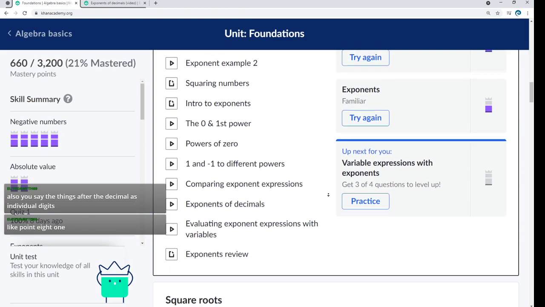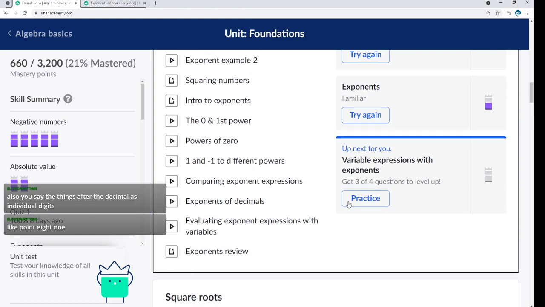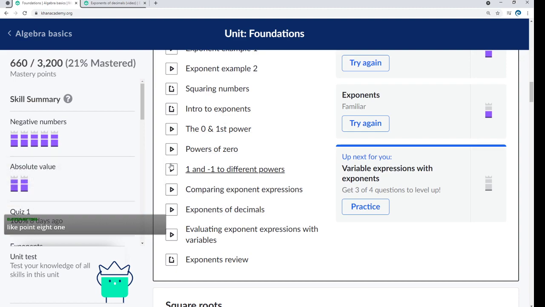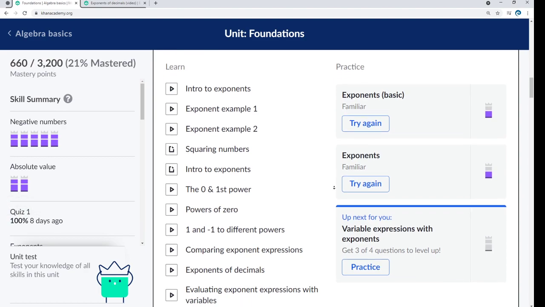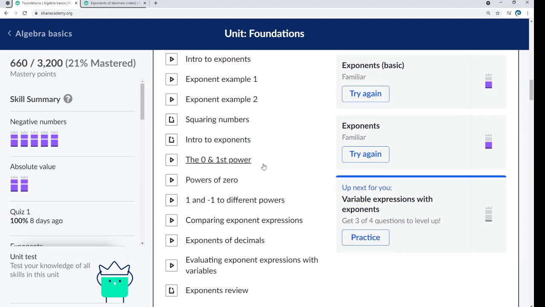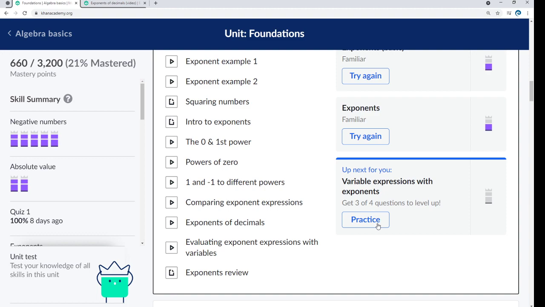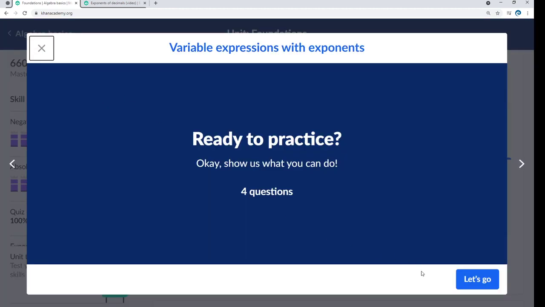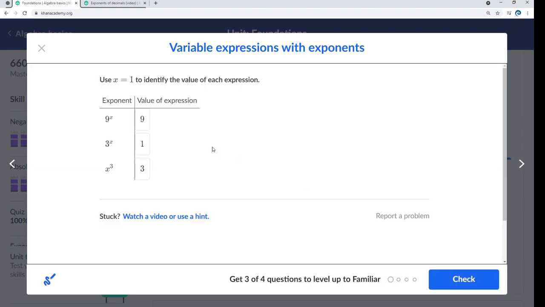Okay, so now we're on to variable expressions with exponents, which is probably where I could just watch all of this stuff and learn, couldn't I? They have all these little intro to exponents videos, but it's more fun watching me fail. So we're gonna do this. We're gonna practice.